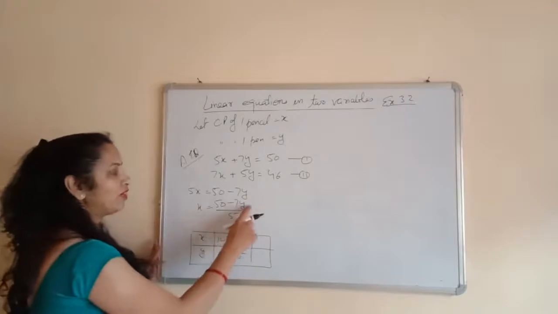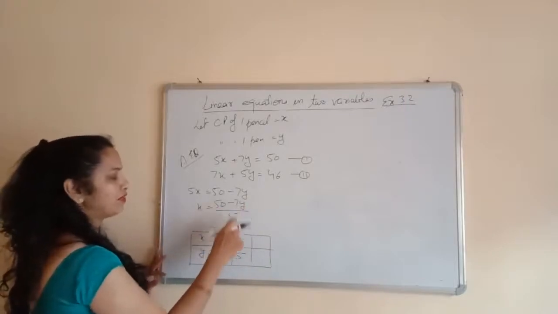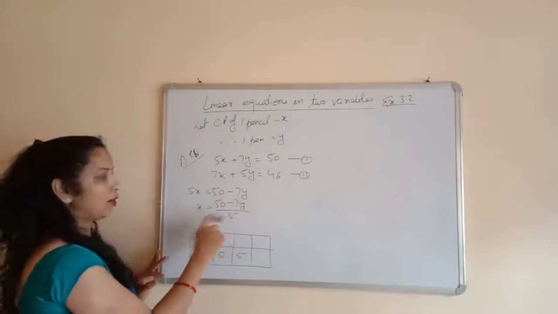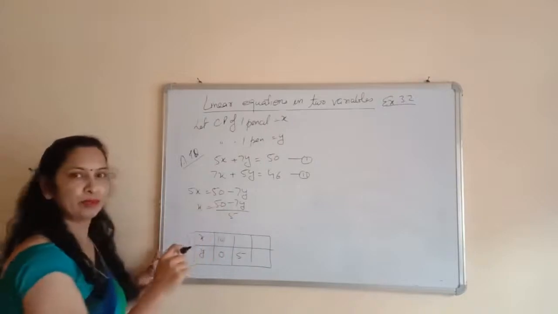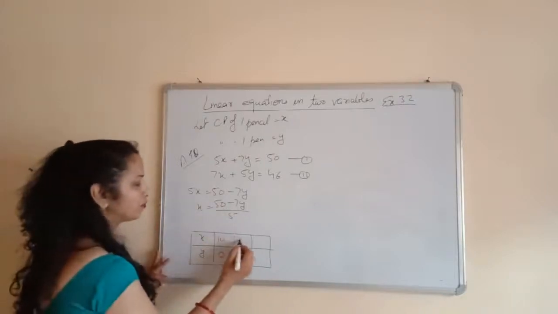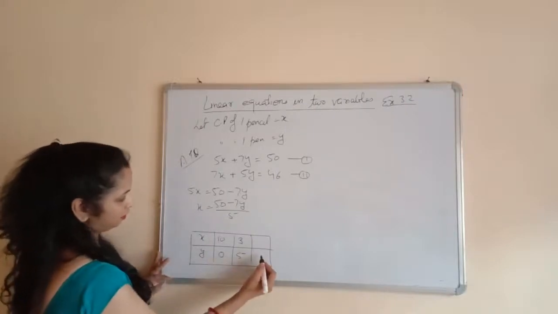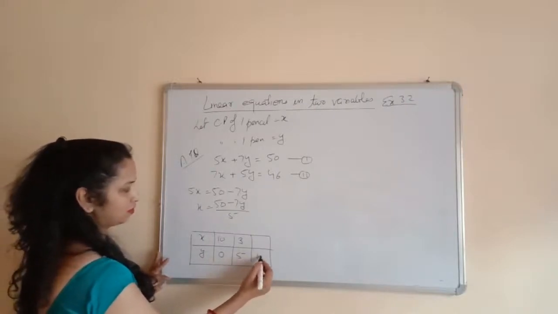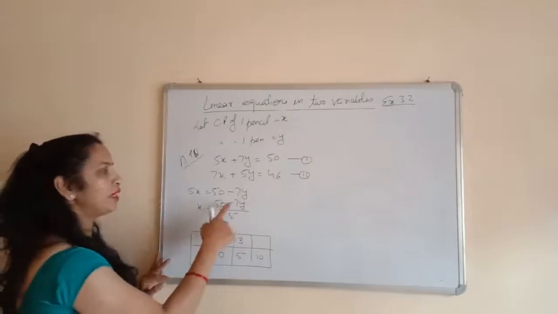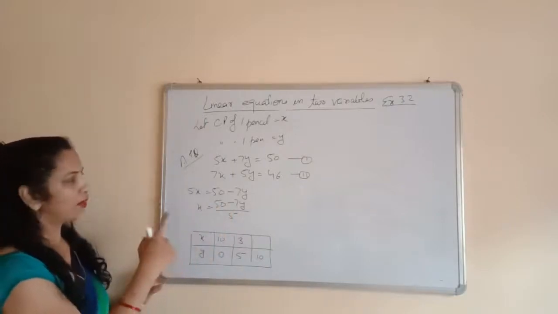50 minus 7 times 5 is 35. So 50 minus 35 is 15 upon 5. It means 3. So again I am taking the value like 10. It will be 50 minus 70 upon 5, minus 20 upon 5.